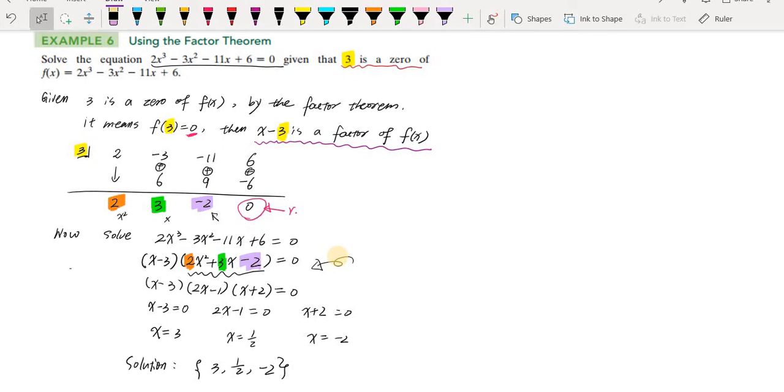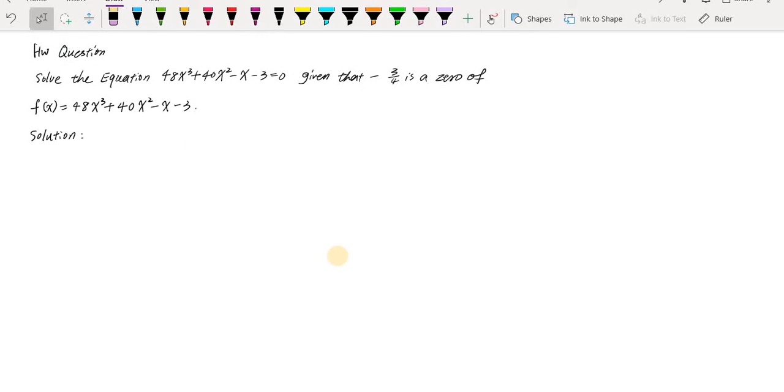Alright, let's try another one. Again, we're solving it by using the factor theorem in this case. Many students struggle with this question, so I put it here to explain to everybody. So let's go ahead and try this. Here we have an equation given to us. Negative 3 over 4 is 0.